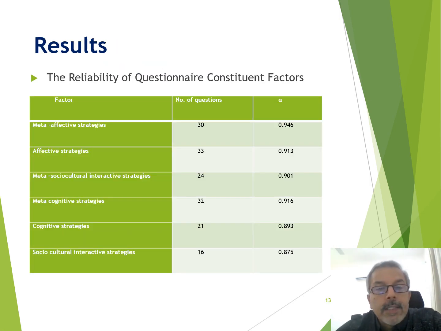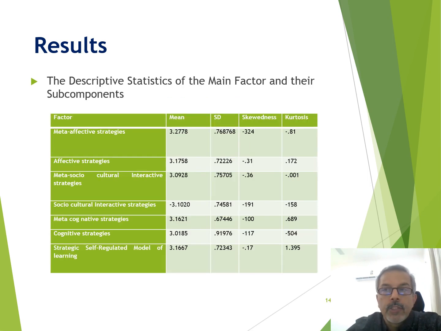So that questionnaire was administered. You can see that the reliability estimates from Cronbach's alpha are quite acceptable because they are well above 0.7. You can see the number of the questions for each one in this table. So it shows that it was quite a reliable measure.